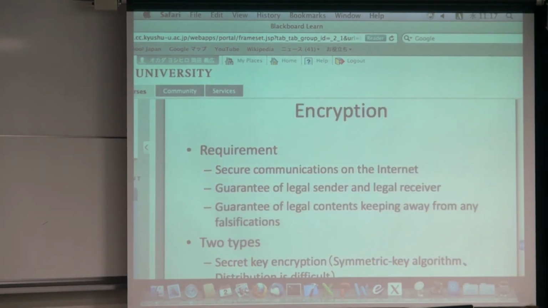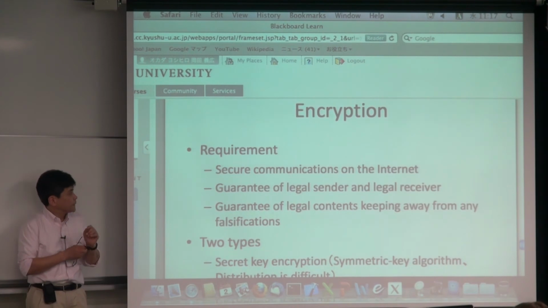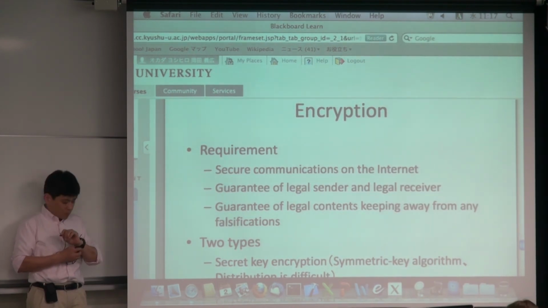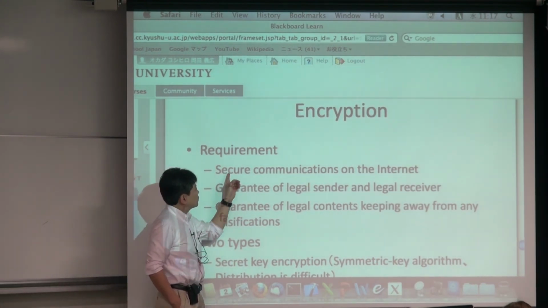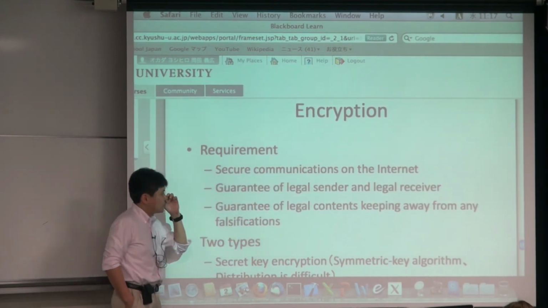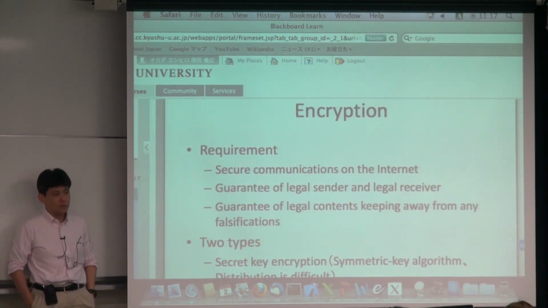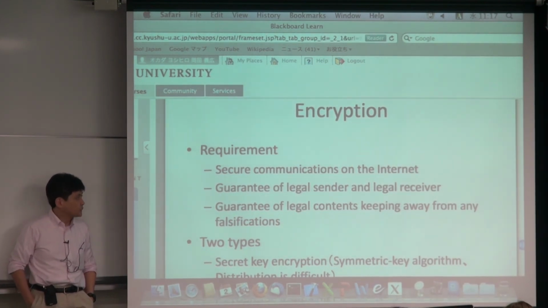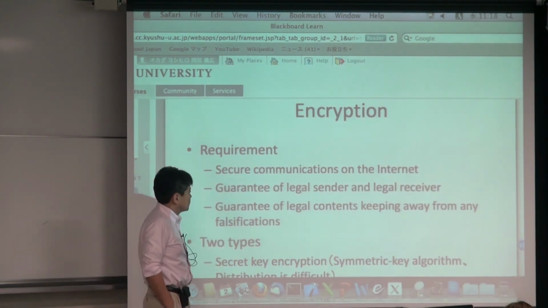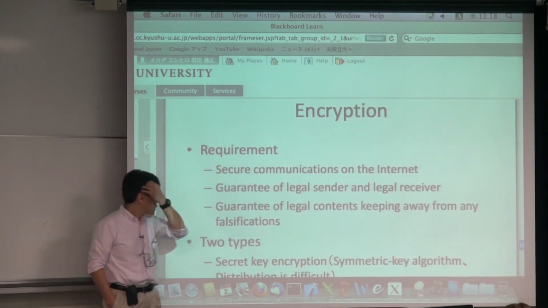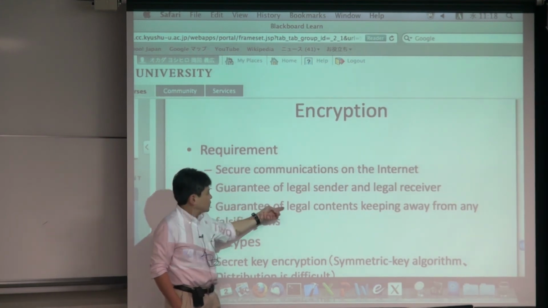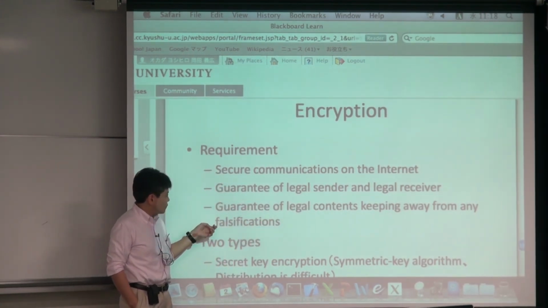Okay. So the remaining technical term is encryption. This is very important. So why are encryption technologies required? Because secure communication is necessary on the internet. As I explained, bad persons exist and always want to access illegally. And to guarantee a legal sender and legal receiver, for example in email, and also guarantee the legal content, keeping away from any falsification.